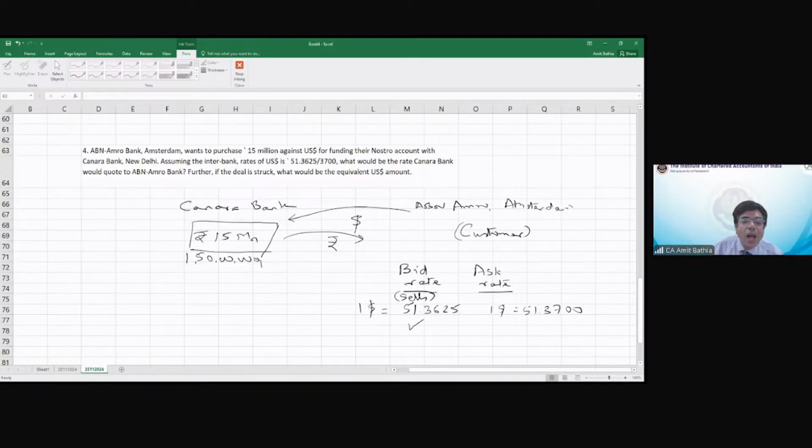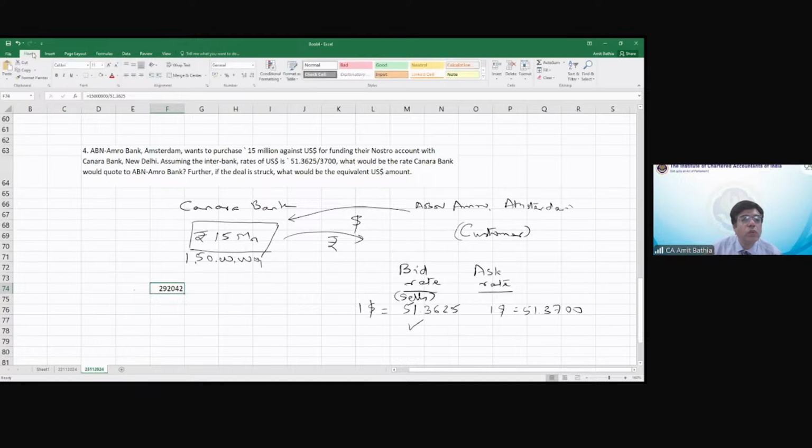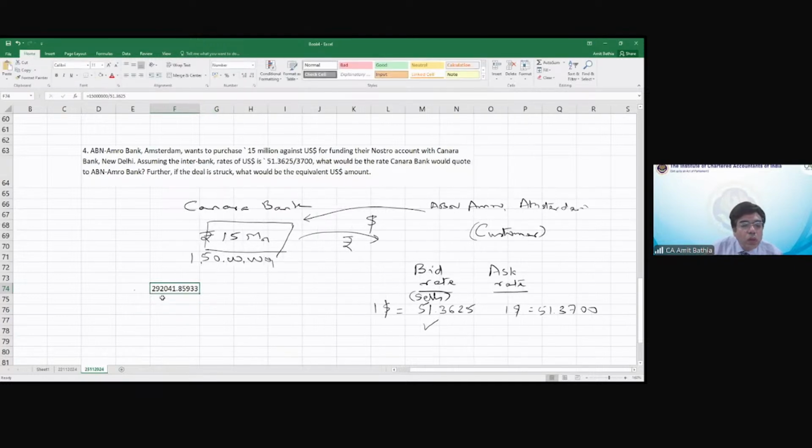Now the question being asked is how much money will be required for this 15 million? I have 1 crore 50 lakhs divided by 51.3625, so I'll have $292,041.85933. This is the dollar amount which ABN AMRO Bank will need to sell to Canara Bank to get 15 million rupees, or 1 crore 50 lakh rupees, in their account.